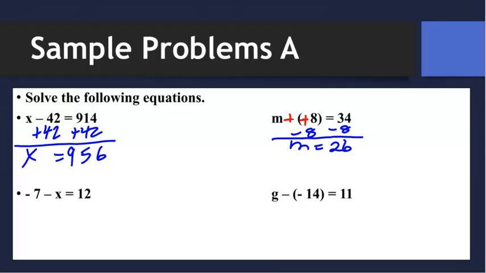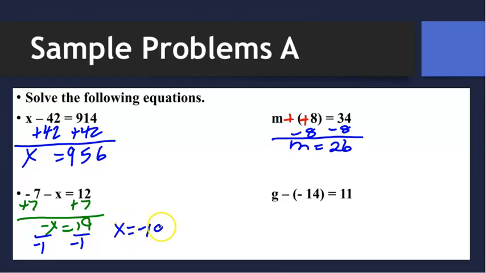Next, we have negative 7 minus x equals 12. Now there's a couple ways you can do this. I'm going to get the x by itself by adding 7 to both sides. And here I have negative x equaling 19. But the x is not by itself because there's a negative 1 in front of that. So the opposite of multiplying by a negative 1 is divide by negative 1. And I have to divide by negative 1 on both sides. And I'm left with x equaling a negative 19.